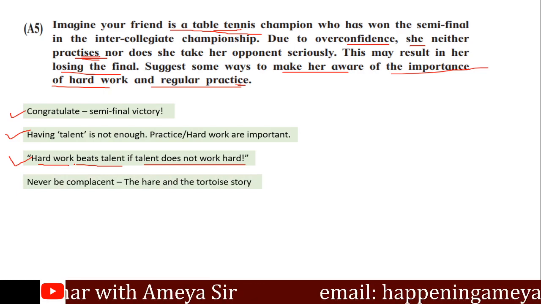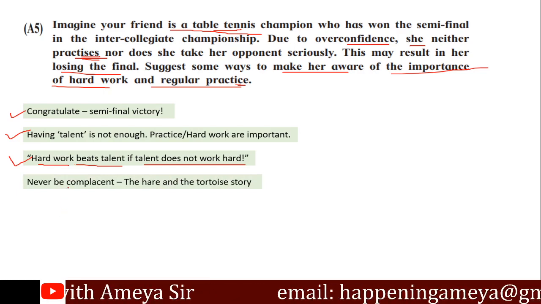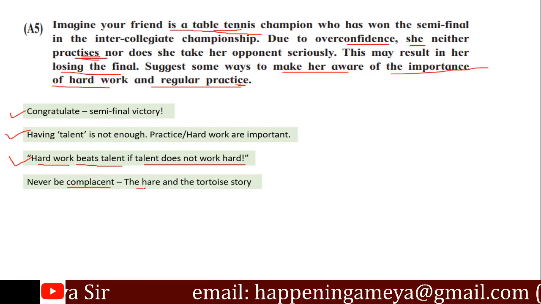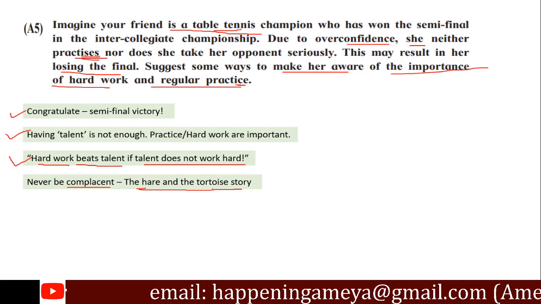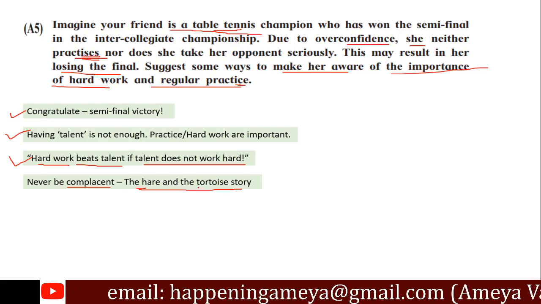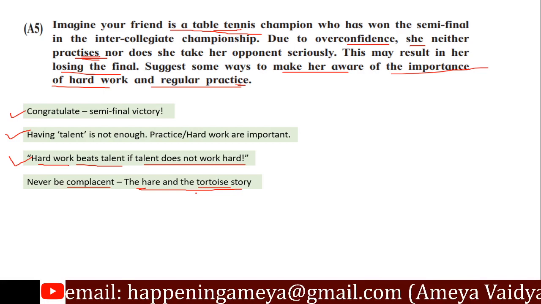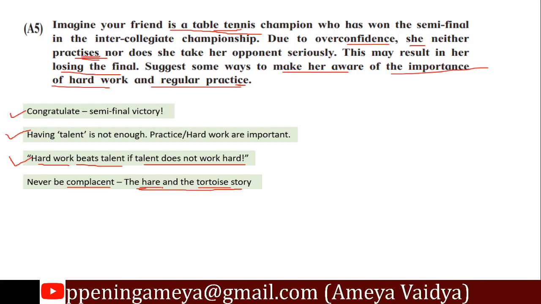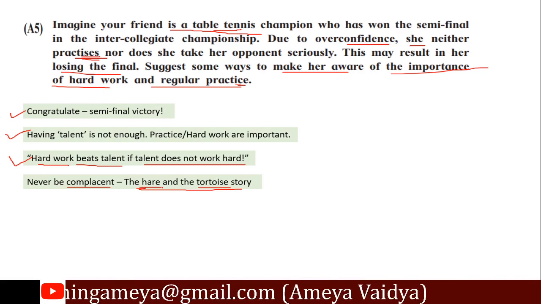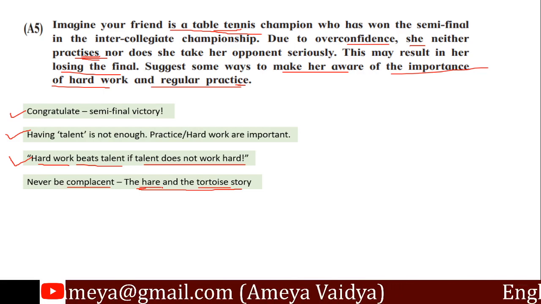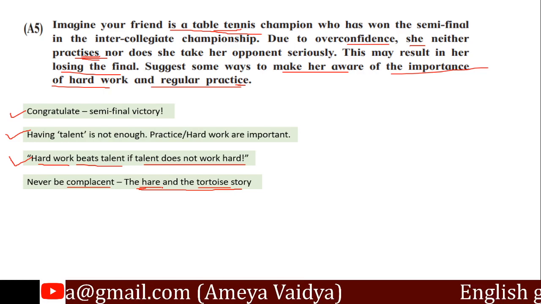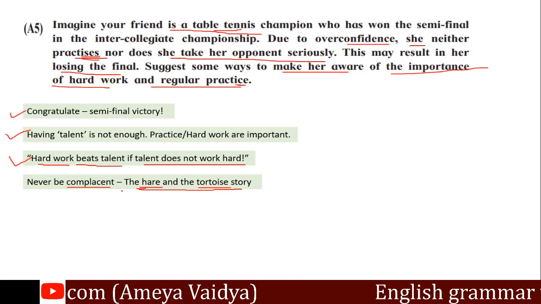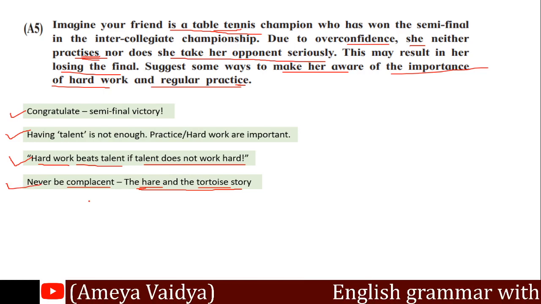Next, you can tell your friend never to be complacent. You can tell your friend to remember, just recollect the story, the hare and the tortoise. Guys, this is not a tortoise. This is a tortoise. The hare and the tortoise story. Remember how overconfident the hare was? He just took a nap, just went off to sleep, and then slow and steady wins the race. Is it not? So never be complacent, because the question tells us that she is not taking her opponent seriously. So this is a very important point to write in your letter or your paragraph.